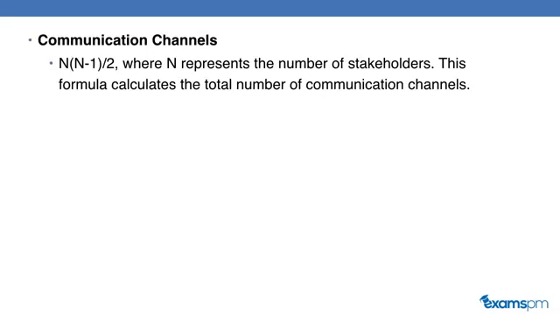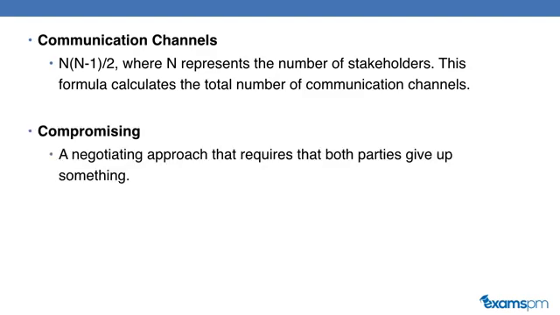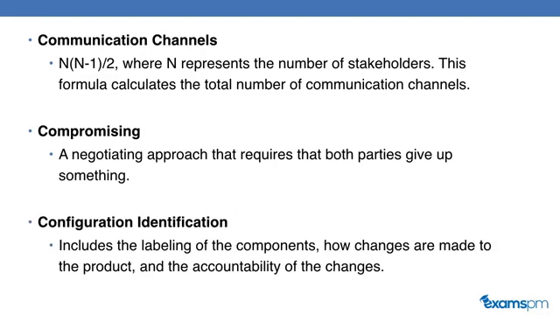Communication channels. The formula to calculate the number of communication channels on your project is N times (N-1) divided by 2, where N represents the number of stakeholders. Compromising, a negotiating approach that requires that both parties give up something.